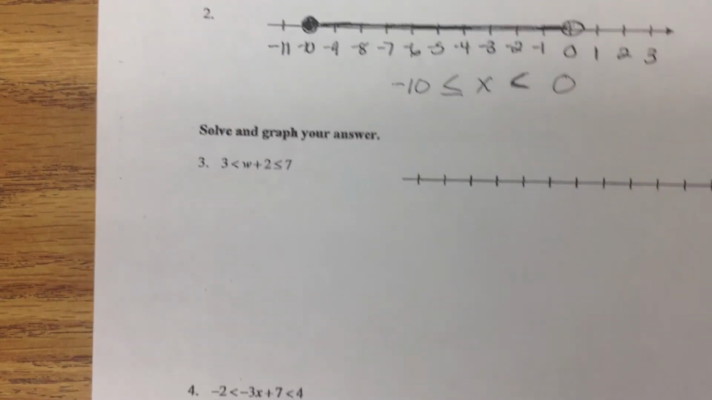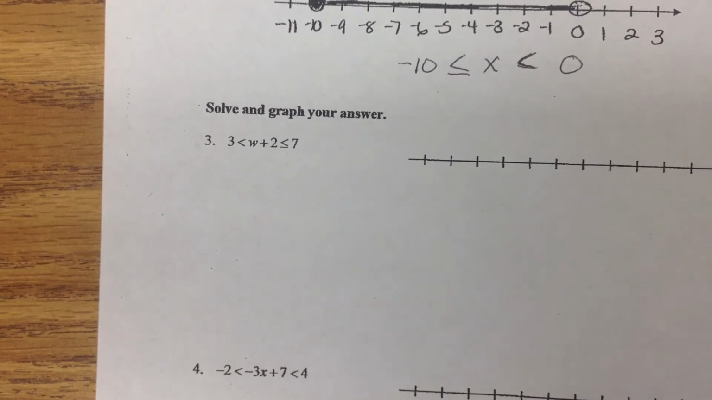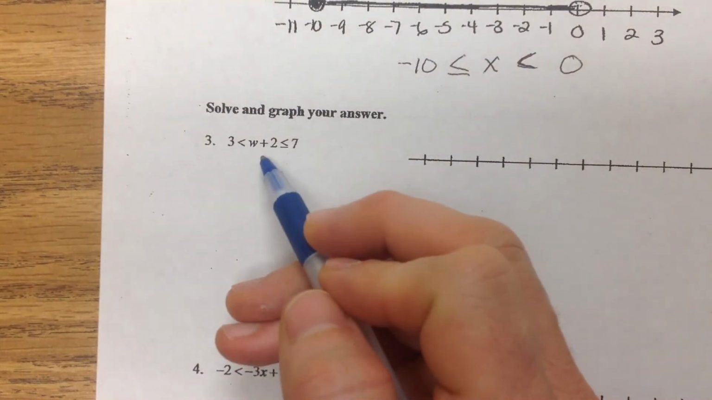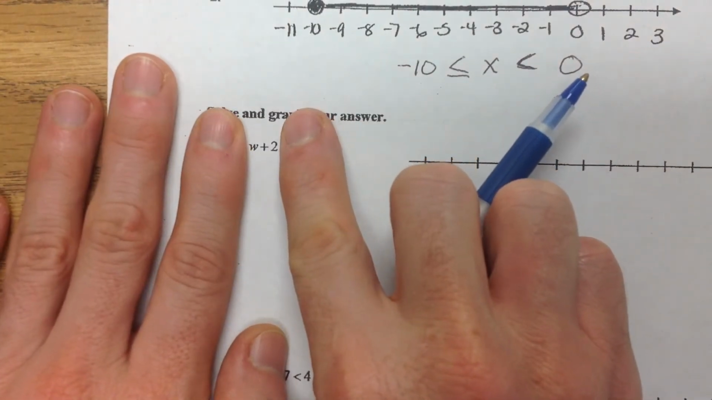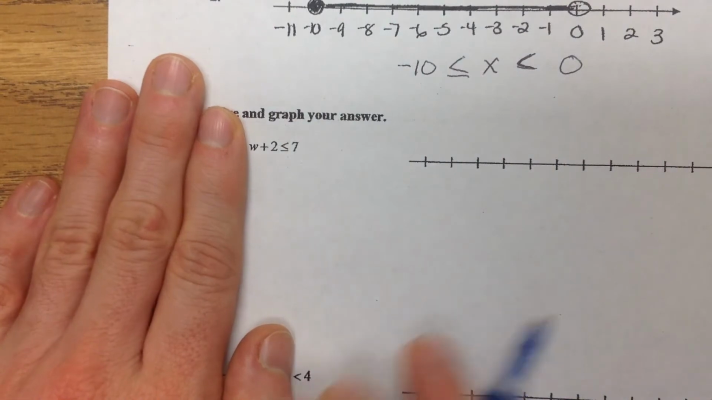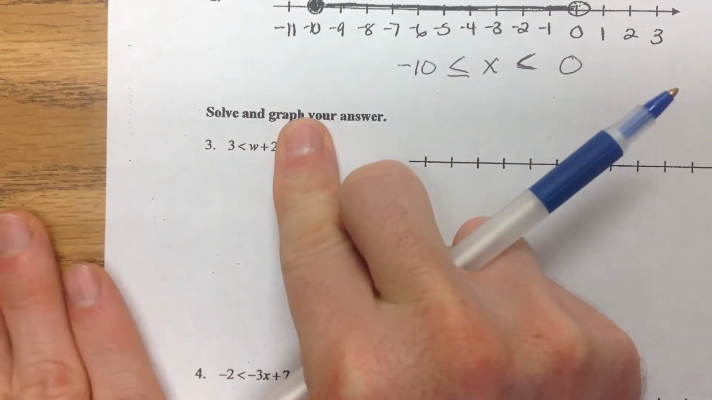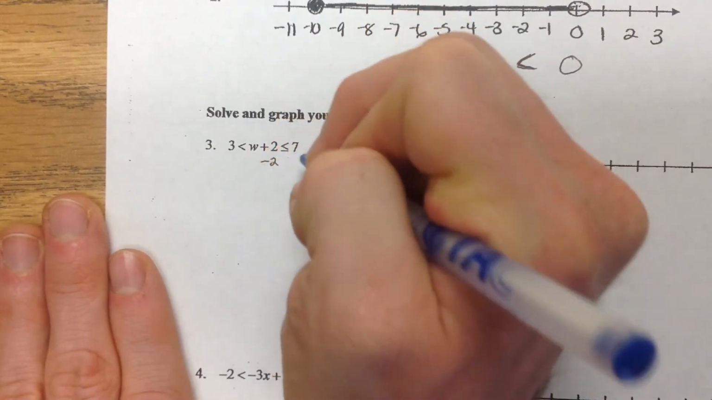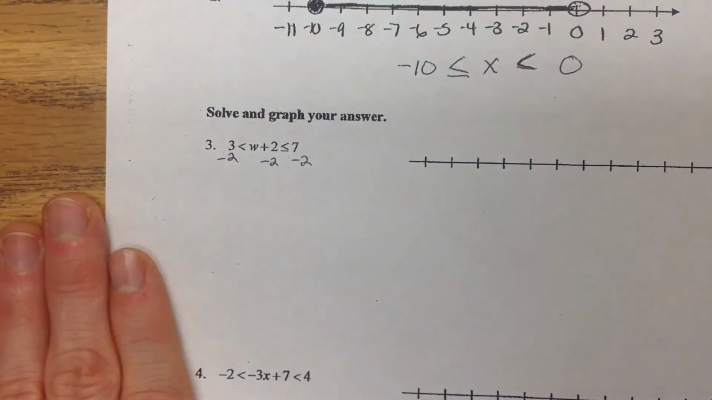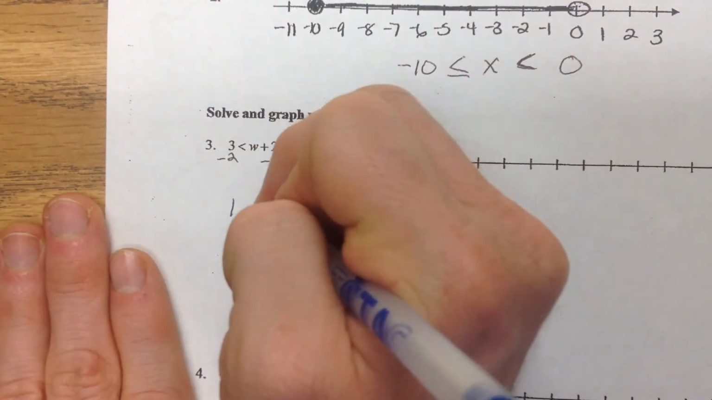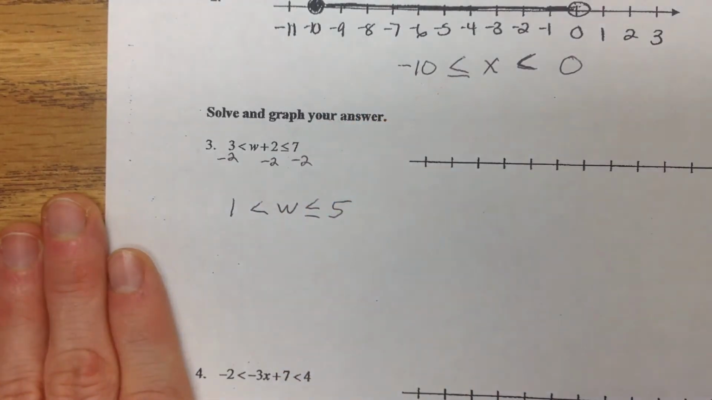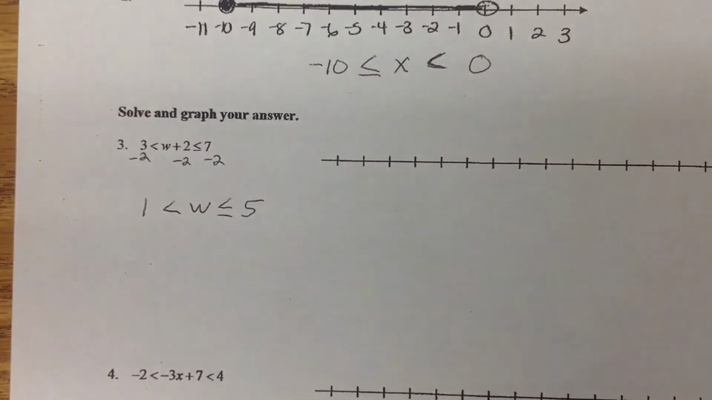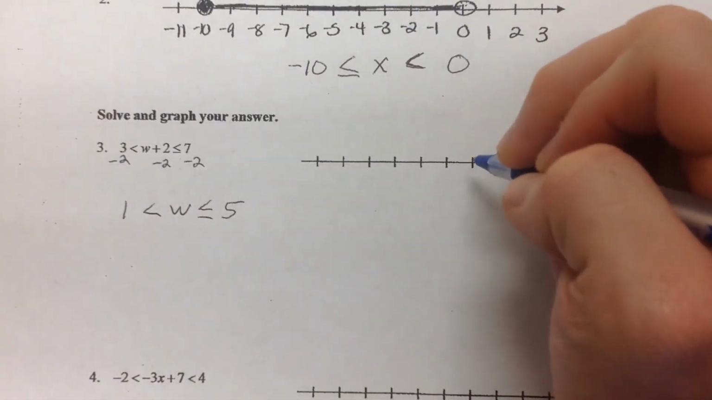All right, so let's talk about actually solving these. When you're solving a compound inequality, you're basically doing two problems at once, and you're solving from the middle to both sides. So if we look at the middle here, we need that w by itself. You would subtract 2. We do the same thing to both sides at once. We subtract the 2, and then we're left with 1 is less than w, which is less than or equal to 5. Now, in a lot of ways, these are actually easier to graph, because we don't have to worry about which way our arrow goes.